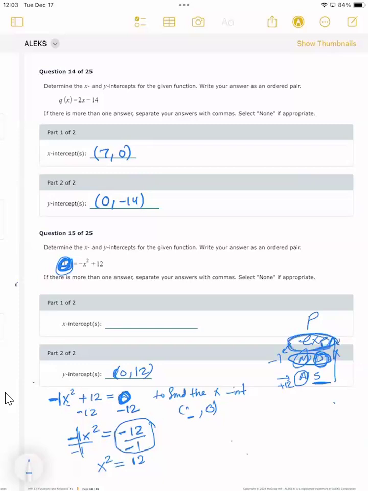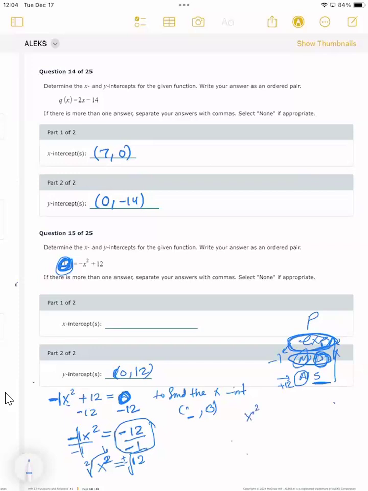I have to get rid of the exponent. How do I get rid of that exponent? To get rid of the exponent, this is a 2, you put a square root on this side and you put a square root on this side. But the side that has a number, you have to put a positive and a negative next to the square root as well. Not on the x side, but on the number side.